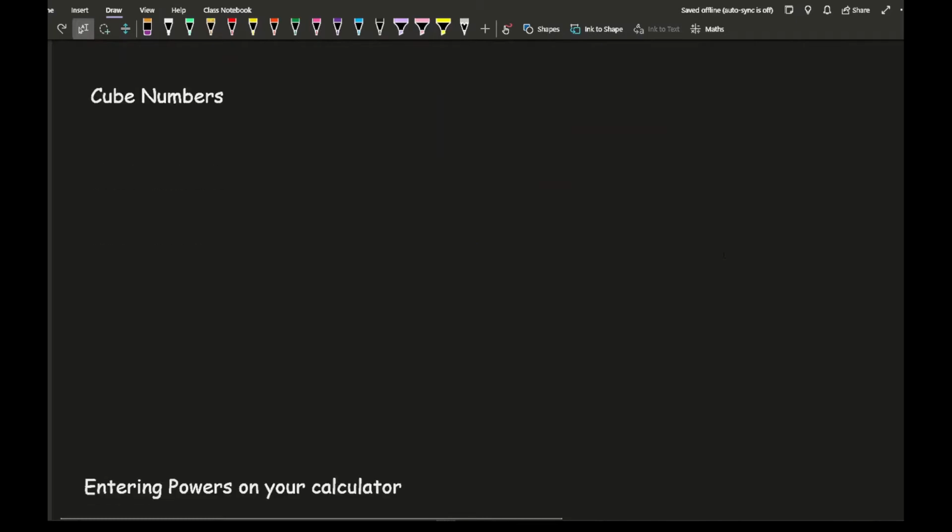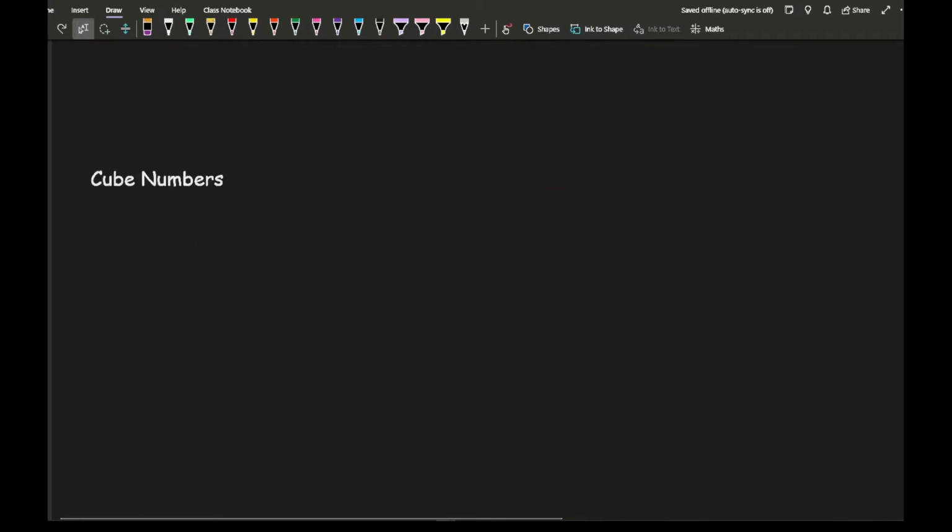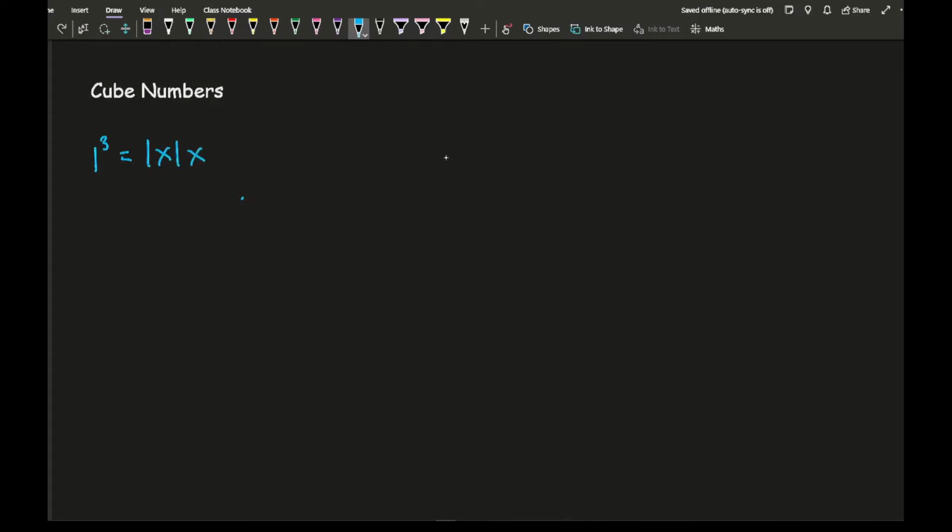So then let's have a look at cube numbers. With regards to cube numbers, again following the same sort of format. Here we've got 1 cubed, which is 1 times 1 times 1, which is 1. 2 cubed, which is 2 times 2 times 2, which is 8.